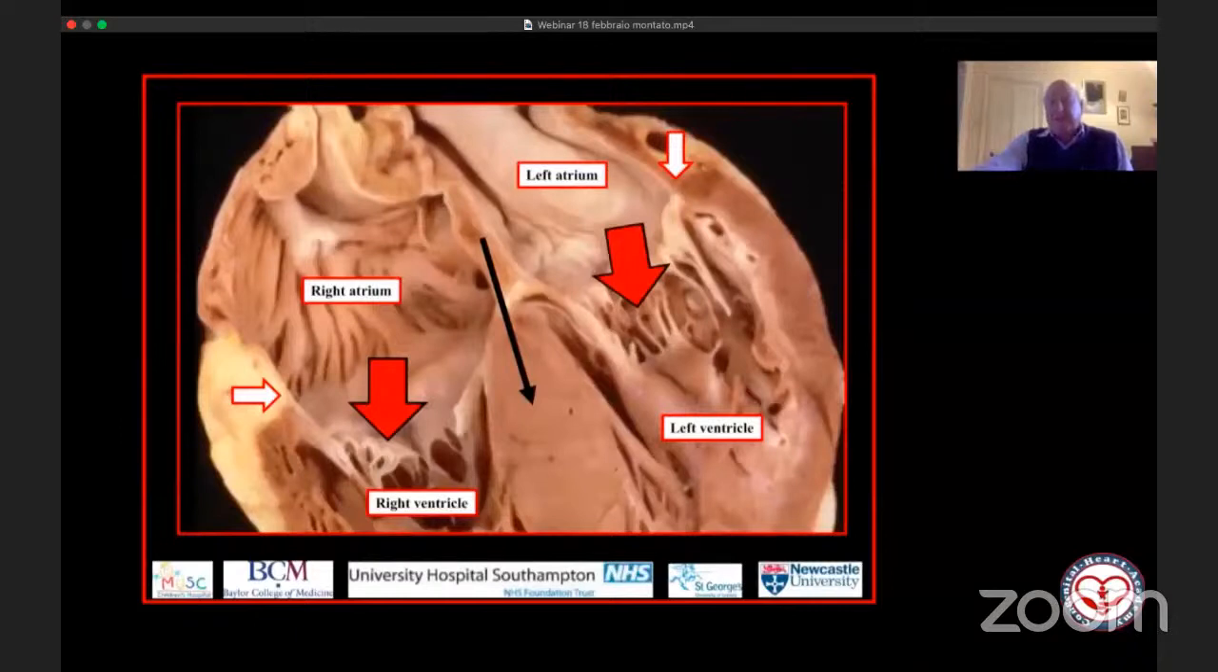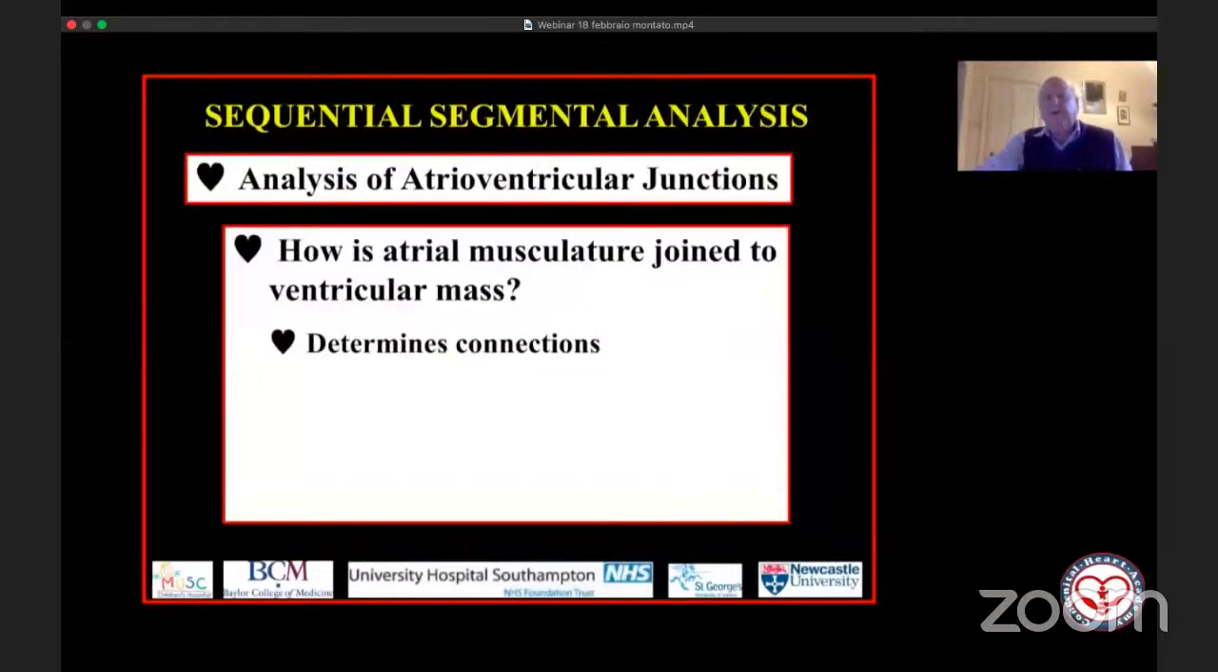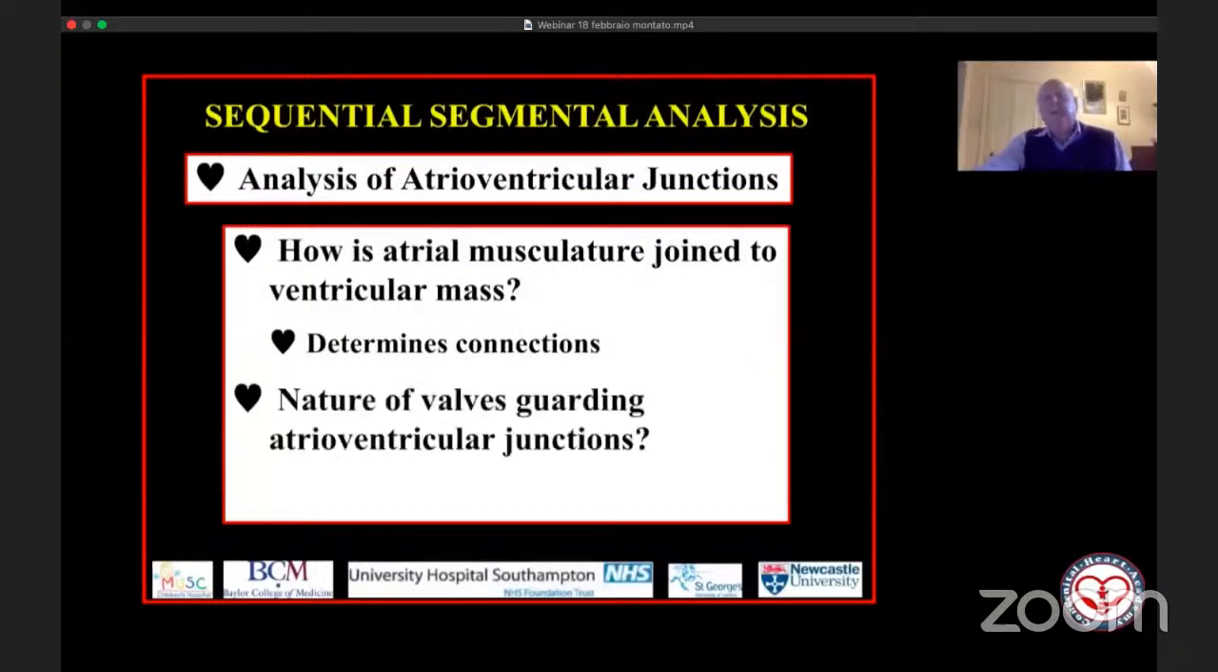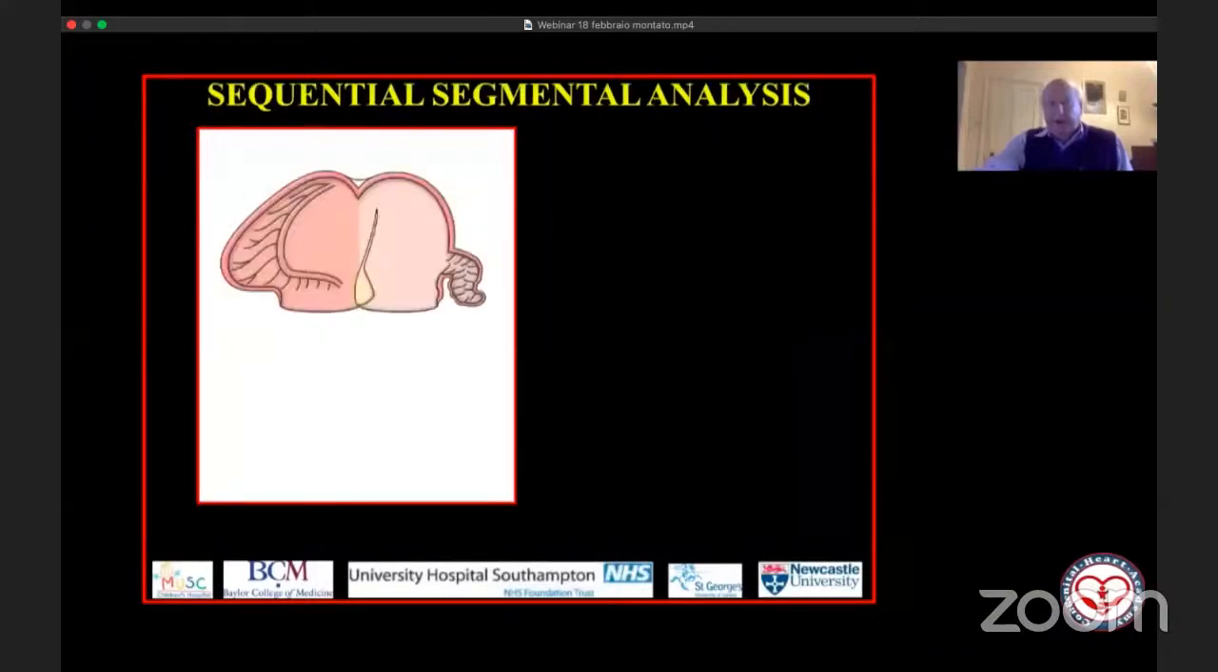It is the cavities that are connecting one with the other. It is the way that the atrial musculature joins to the ventricular mass that determines those connections. And that's what we're going to emphasize very shortly. But we also need to take note of the nature of the valves that guard those junctions. This is another essential part of our own sequential analysis, because the nature of those valves can modify the type of connection, but without necessarily changing it.